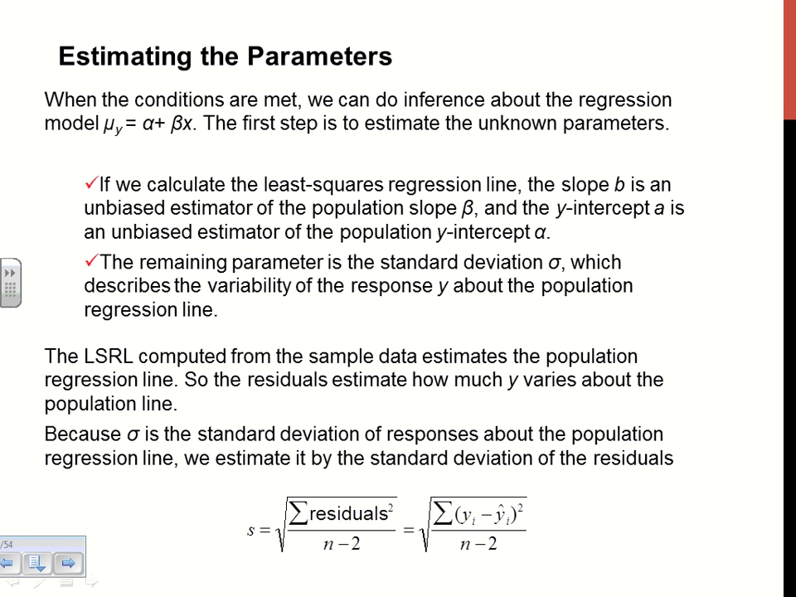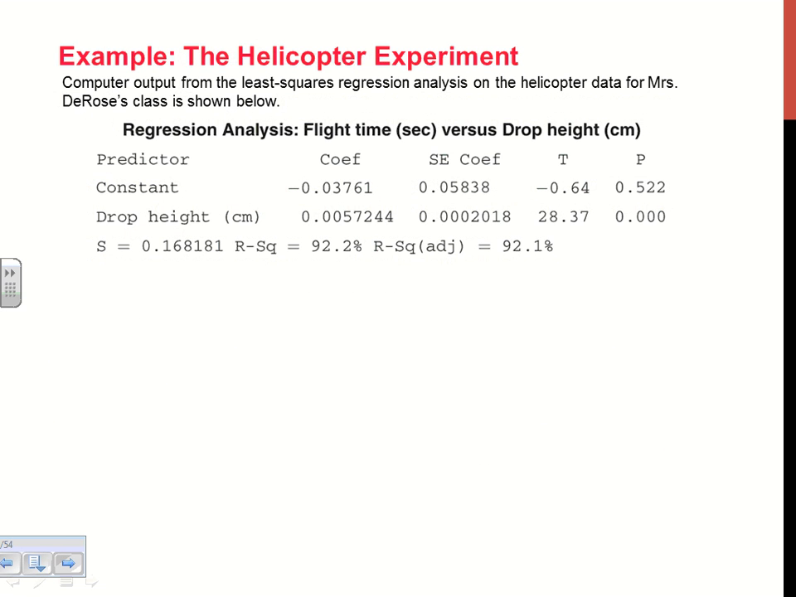The least squares regression line computed from the sample data estimates the population regression line. So the residuals estimate how much y varies about the population line. Because sigma is the standard deviation of responses about the population regression line, we estimate it by the standard deviation of the residuals. So here you have this formula.